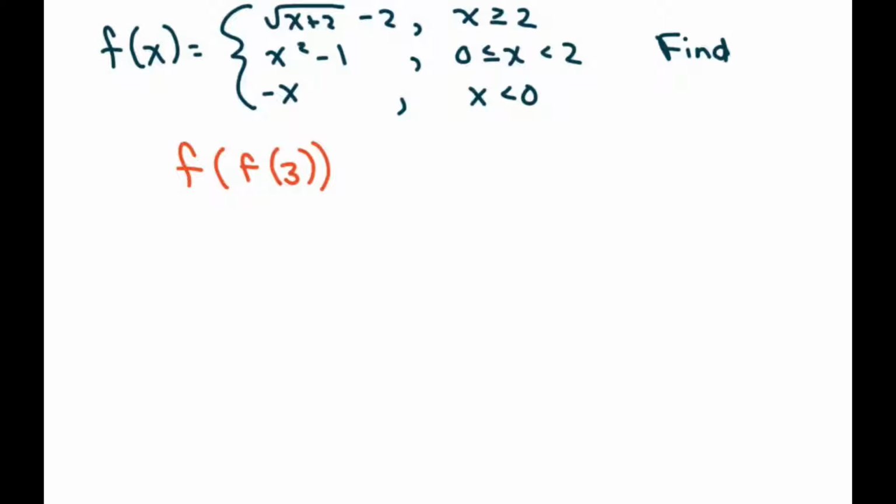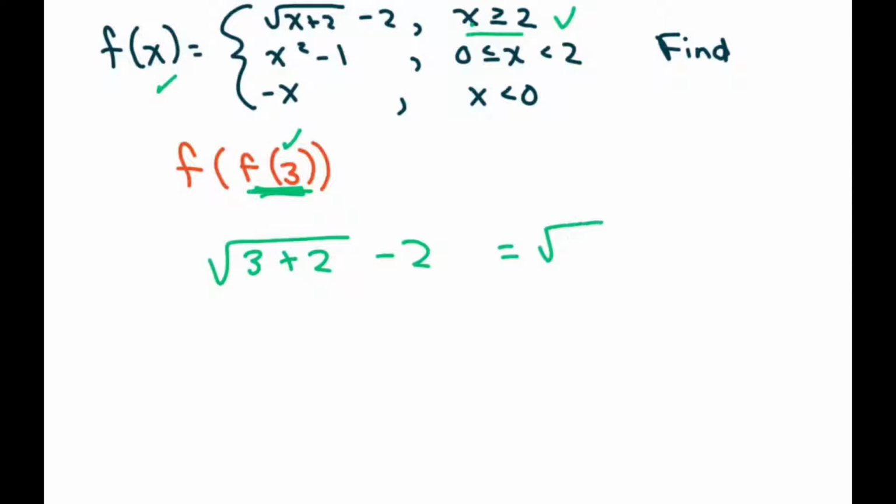And on the last one, we have f of f of 3. So it's a composition function. We're going to compose it. So f of 3, this x part, this is your inner function, is the first piece because 3 is greater than 2. So plug that in. So we get the square root of 3 plus 2, minus 2, which equals the square root of 5 minus 2.